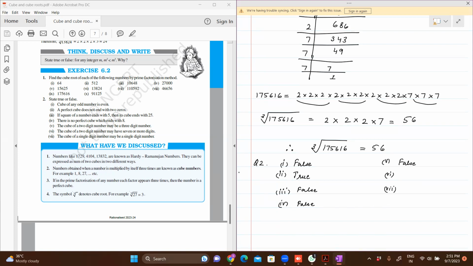Let's move on to the 6th part. The cube of a 2-digit number may have 7 or more digits. This is also false. The cube of a single-digit number may be a single-digit number. If you talk about the cube of a single-digit number, 1 cube, 2 cube, 3 cube is 27. Maybe, because they have written maybe, that can be true, because 1 cube is 1, 2 cube is 8, but 3 cube is a 2-digit number. This is true.